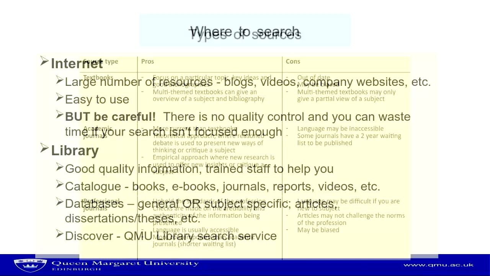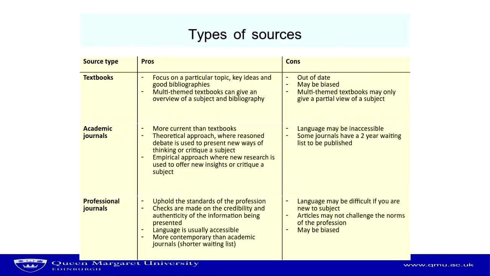These are the different types of sources that you might encounter. First of all, we have textbooks. These focus on a particular topic, key ideas, and have good bibliographies. And a multi-themed textbook can give you a good overview of a subject. The cons include that these might be out of date. They can also be biased, and they might only give you a partial view of a subject.